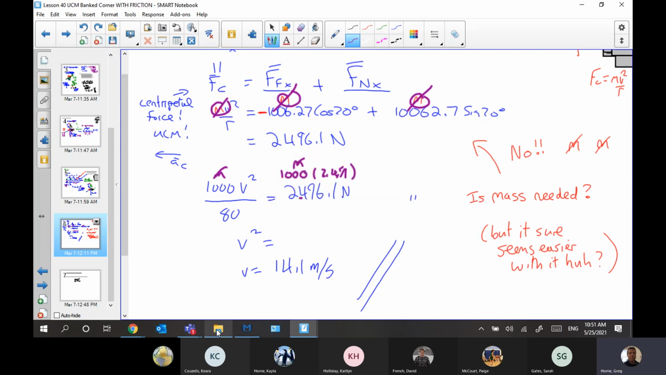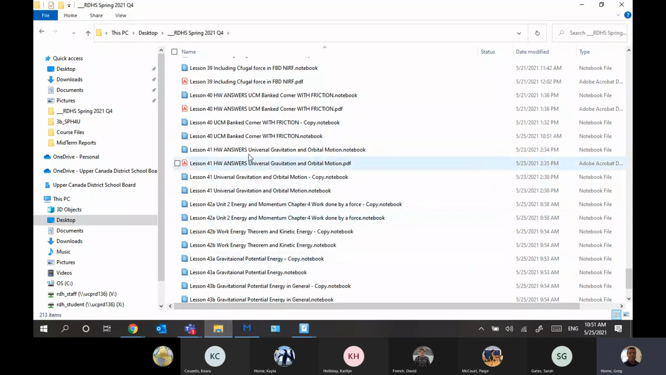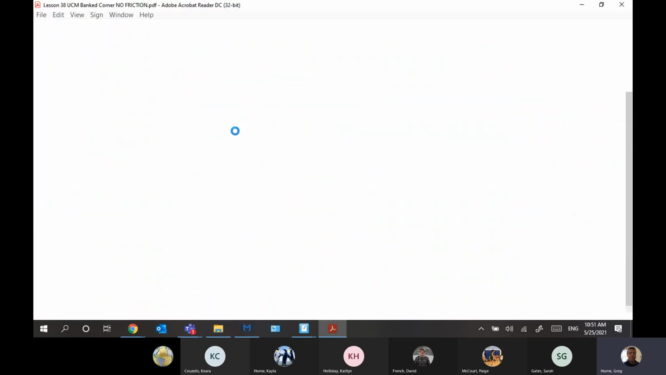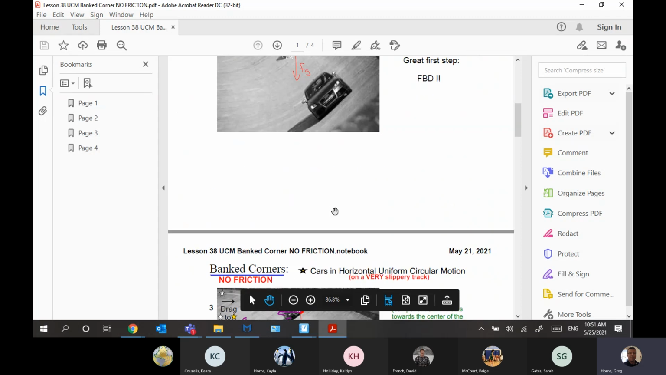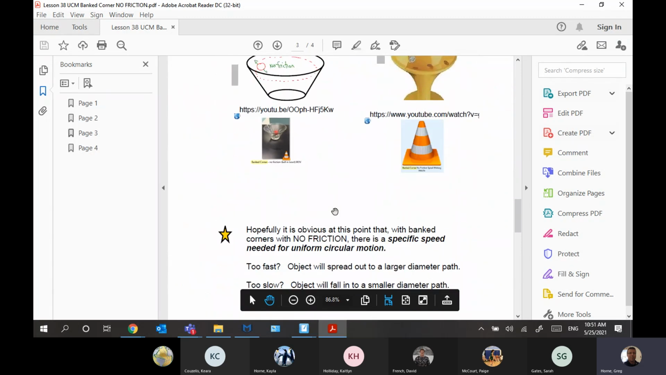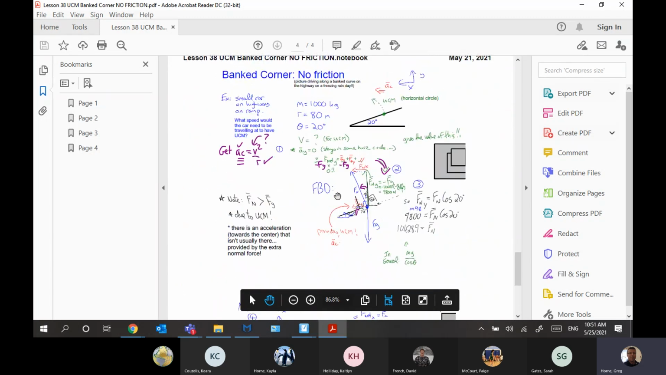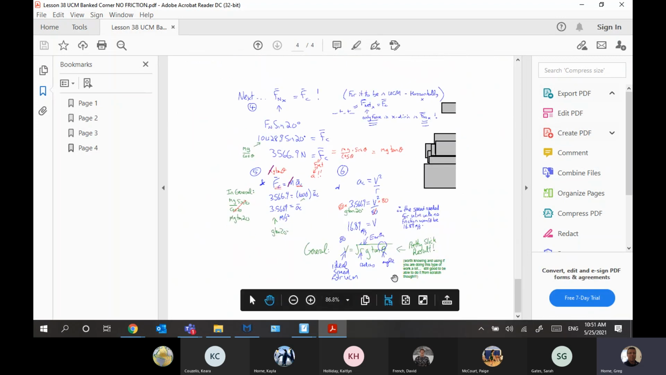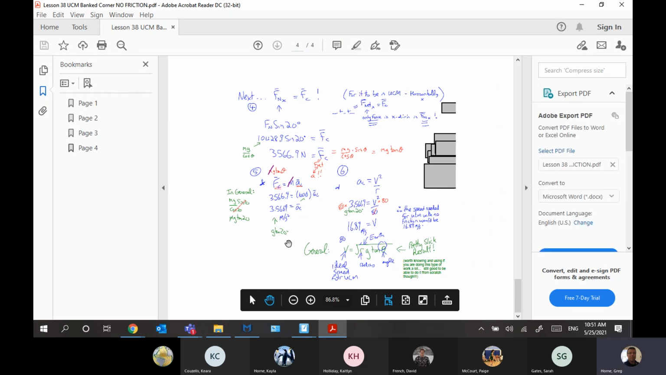I can load it up as well. It just may take me a little bit longer. Bank corner without friction, no friction. Actually, the PDF loads pretty quick. So we had bank corners. We had the example with 1000 kilograms, 80 meters, and so on. We ended up getting that it was 16.89 meters per second. Okay, that's what we had before.